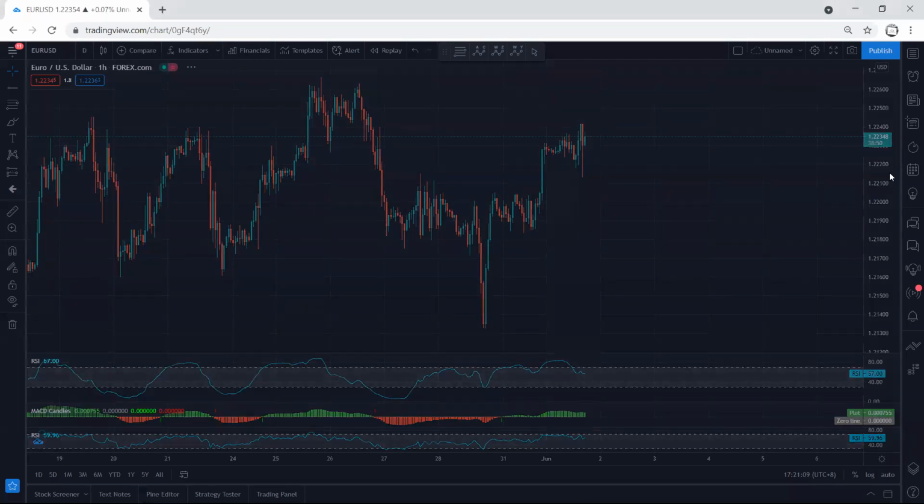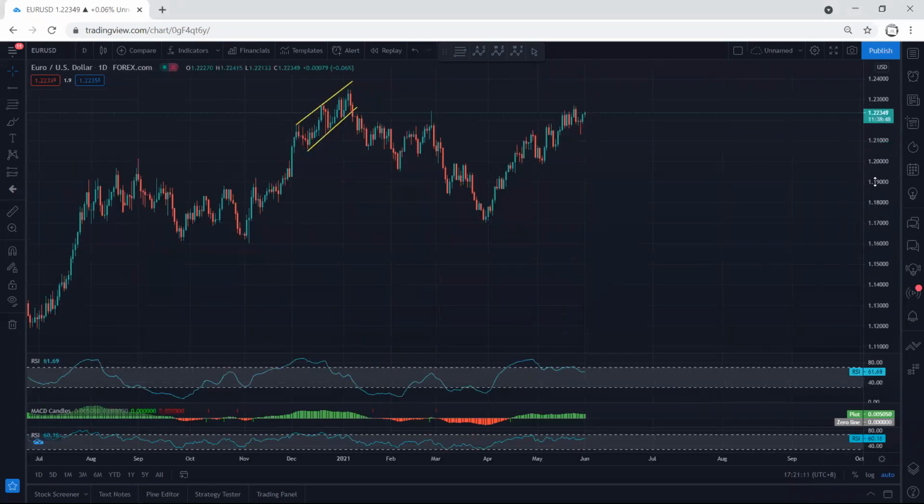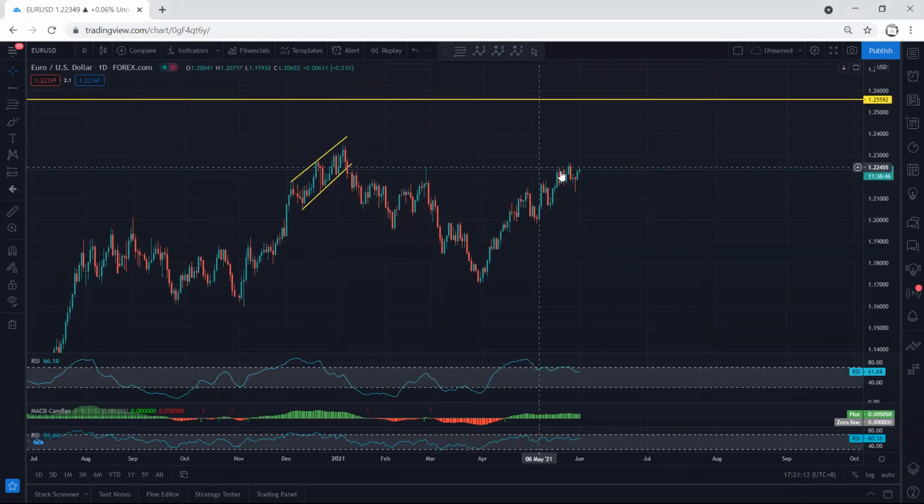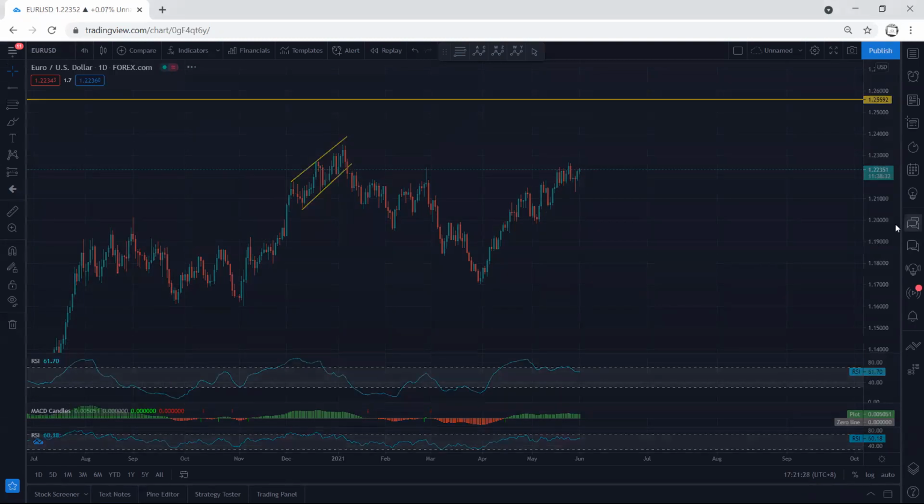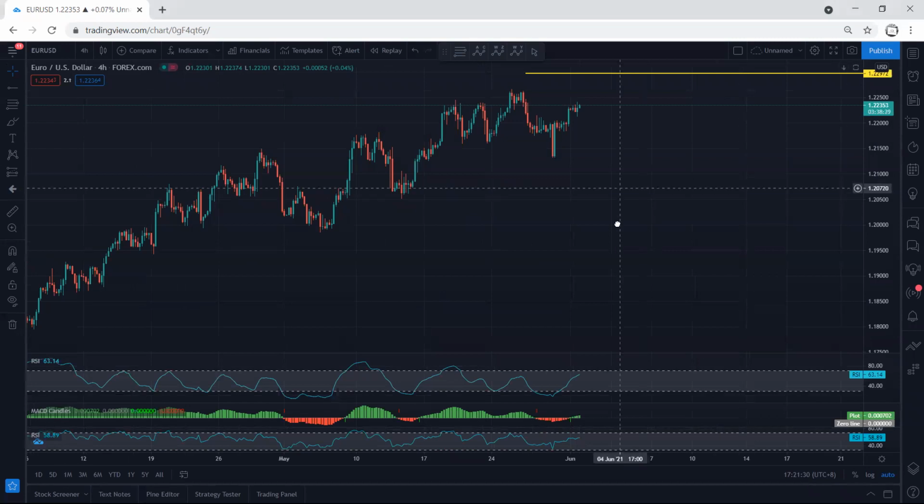If we move to the daily chart, as we mentioned, the price is almost at the top. We want to see whether we can look for continuation or not. This is what we're targeting in the long term. Okay, we want to see whether the price can tag this line or not, which is 1.2559. All right. Anyway, if we move to the four hour chart, this is what we get.